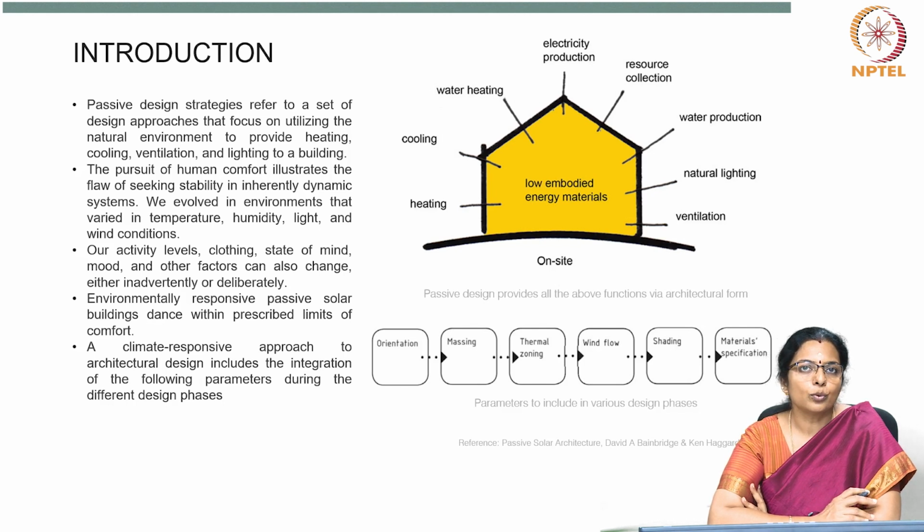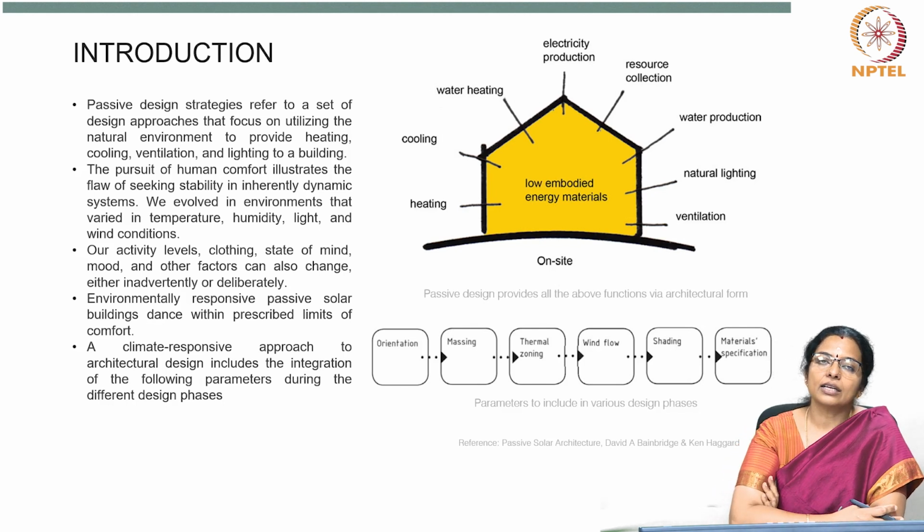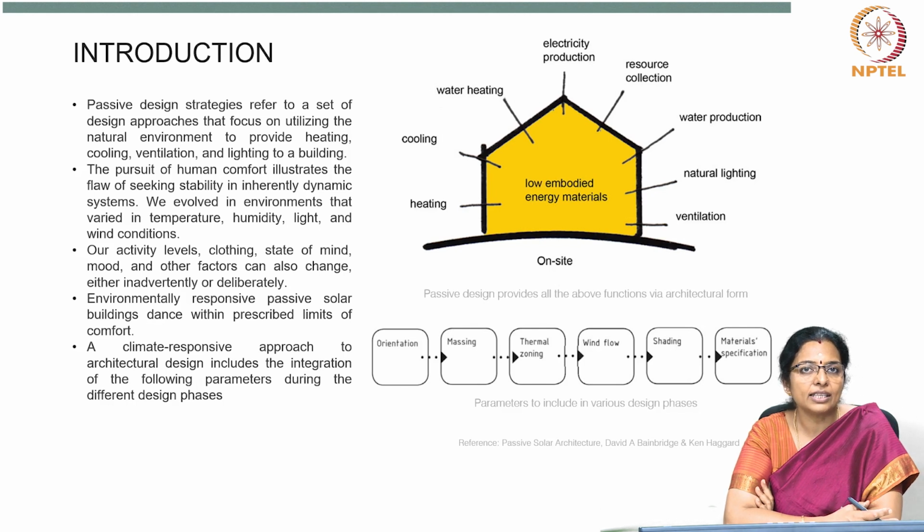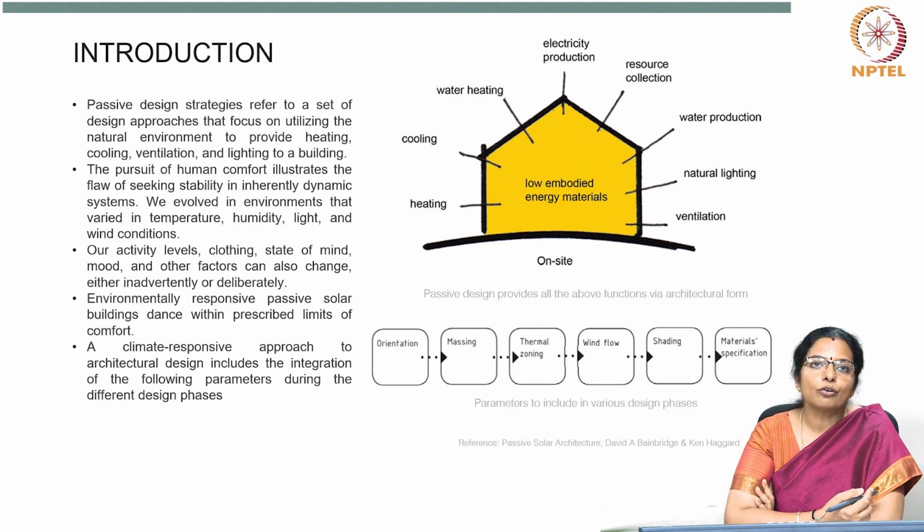building. The pursuit of human comfort illustrates the flaw of seeking stability in inherently dynamic systems. So, we evolved in an environment that varied in temperature, humidity, light, cloud cover, wind conditions. Our activity levels, our clothing levels, our state of mind, the mood and other factors, they also change either inadvertently or deliberately, consciously. Environmentally responsive passive solar buildings are in sync with the limits of comfort.